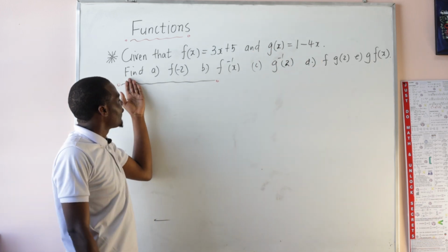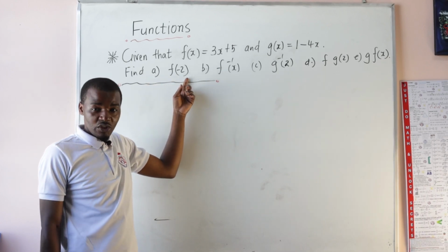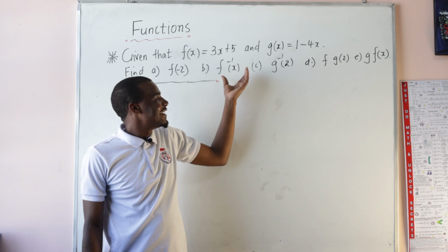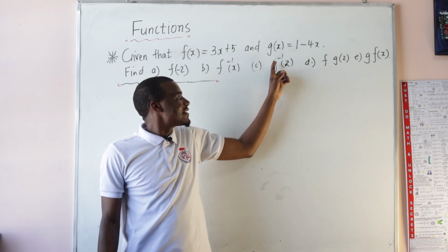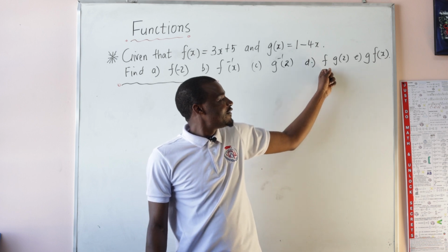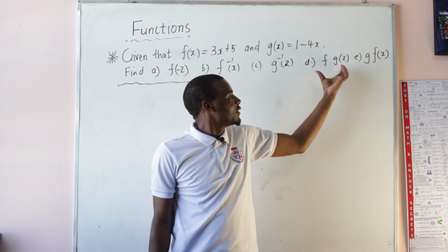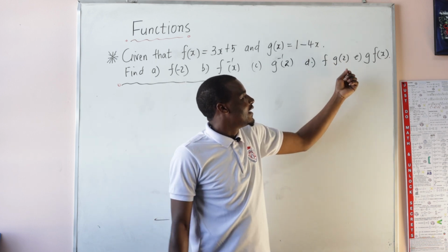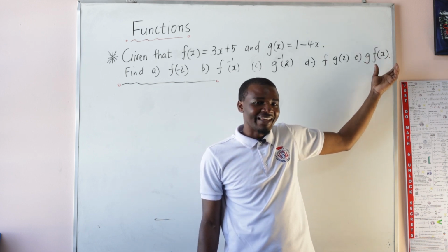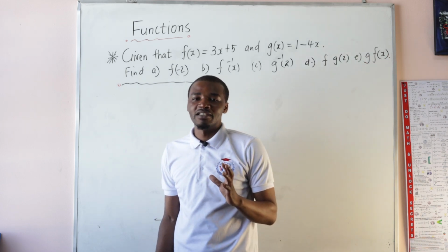Then they said find a) f(-2), b) the inverse of f(x), c) the inverse of g(2), d) f(g(2)). We call these composite functions. And here we've got g(f(x)). Again, it is a composite function.